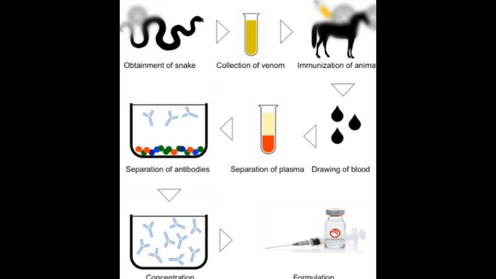Then the antibodies are separated, and these antibodies are formulated and introduced as vaccines for particular treatment. So this is how antibodies are produced, how vaccines are produced. This is just an example to make you all clear. Hope you have understood and enjoyed it.